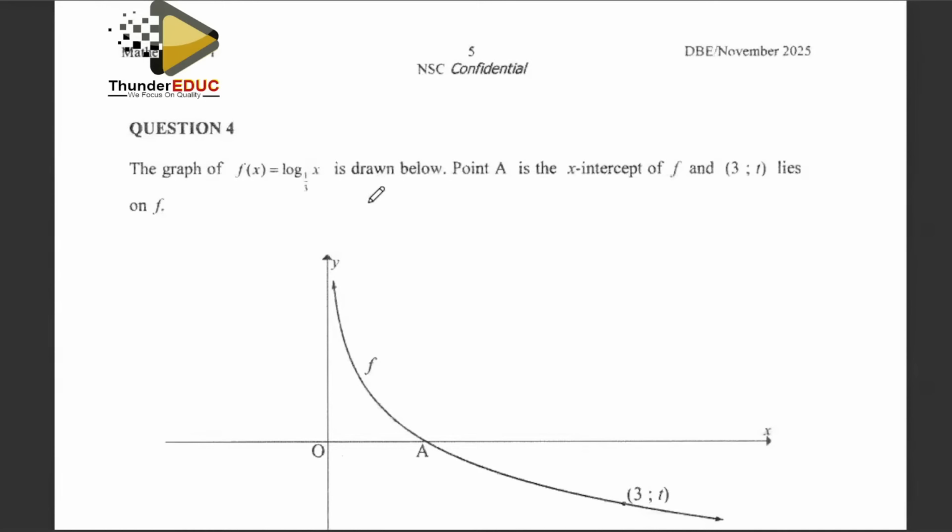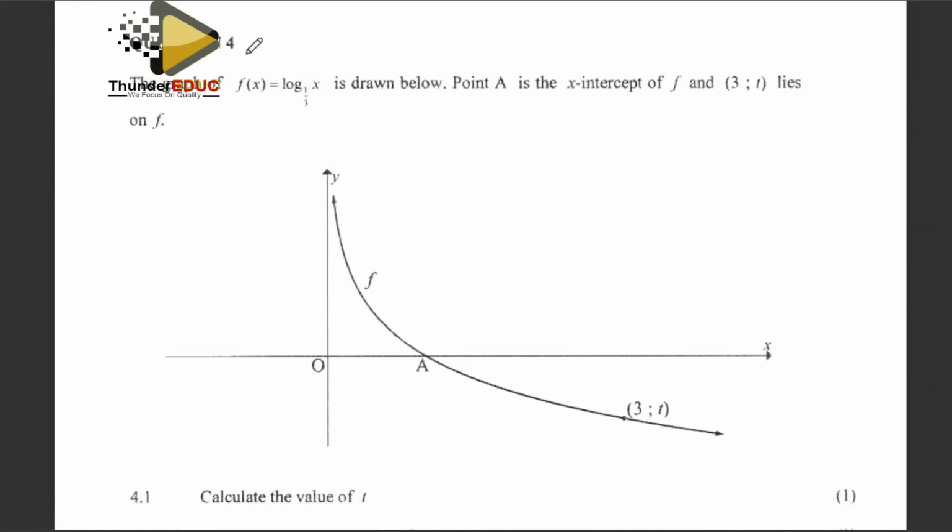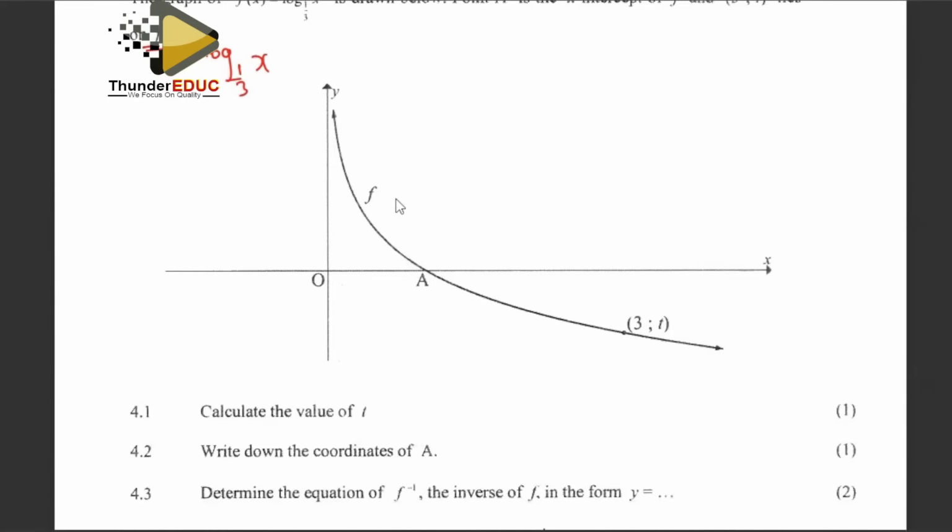Okay, question number 4, which is the functions. They're telling us that the graph of f of x is given as the log base 1 over 3 of x. It's drawn for us. And then point A, which has coordinates 3 and t, lies on the graph of f. 4.1 for 1 mark. They want us to get the value of t, which is the y value. Let's just do the substitution. So meaning that y, or rather t, because t is representing the y. So t is going to be the log base 1 over 3 of 3.